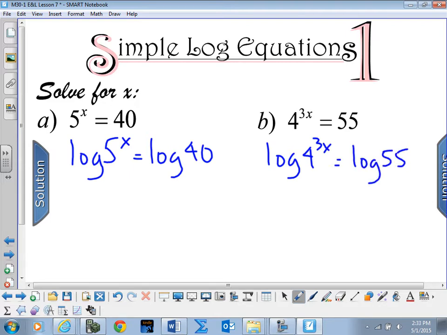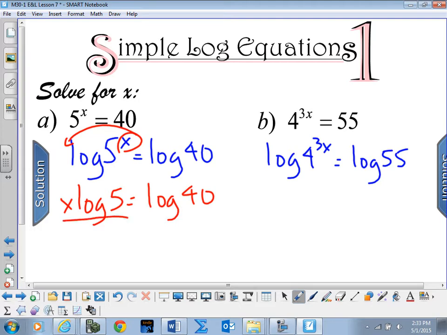Okay, now that we have a log on both sides, we want to try to isolate x. So I think you can probably see what I'm going to do here. I'm going to take this exponent, and using my third law of logs, I'm going to put this as the coefficient. x log 5. Now our goal is to isolate x, and x times log 5 equals log 40. We only have to isolate x by dividing by log 5.